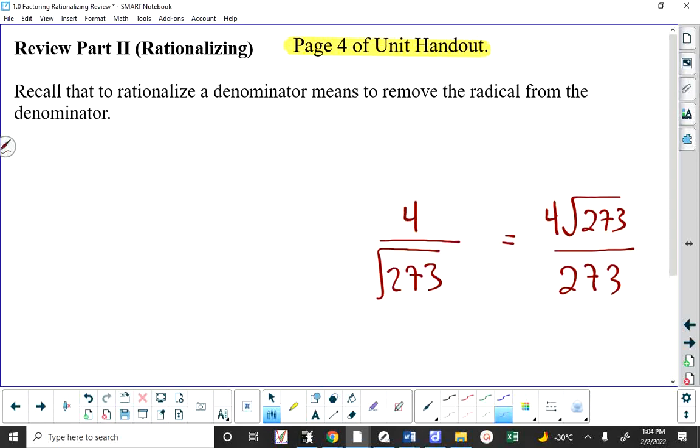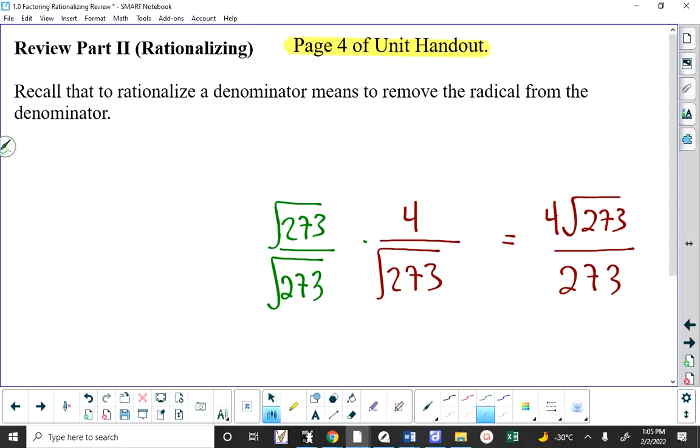So now we get to calculus. And by the way, all I'm doing here is I'm multiplying the numerator and denominator of this 4 over root 273 by root 273 over root 273, which is 1. I'm not changing the value. Okay, and that's how you rationalize the denominator if the denominator is a monomial.